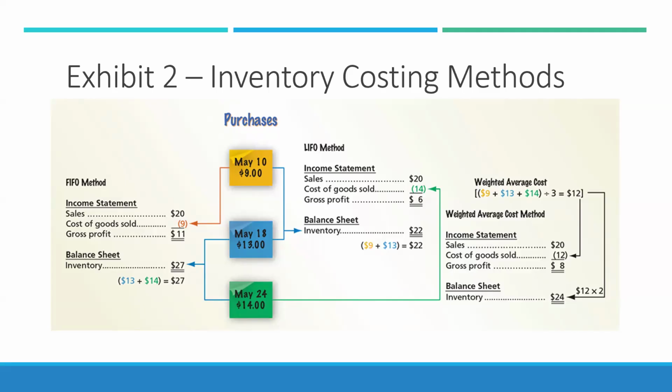LIFO method, our gross profit is less because the last inventory unit, the $14 unit, was what was used as cost of goods sold. And so our ending inventory is lower than it would have been because it's using the old units that cost less. And then weighted average cost is in the middle because it uses the average cost of the units, which was $12. And we computed that by adding them all up and then dividing by the total amount of inventory available for sale, which was 3. And then ending inventory is $24. So cost of goods sold, 12, ending inventory, $12 per unit. There's 2 units, so it's 24.